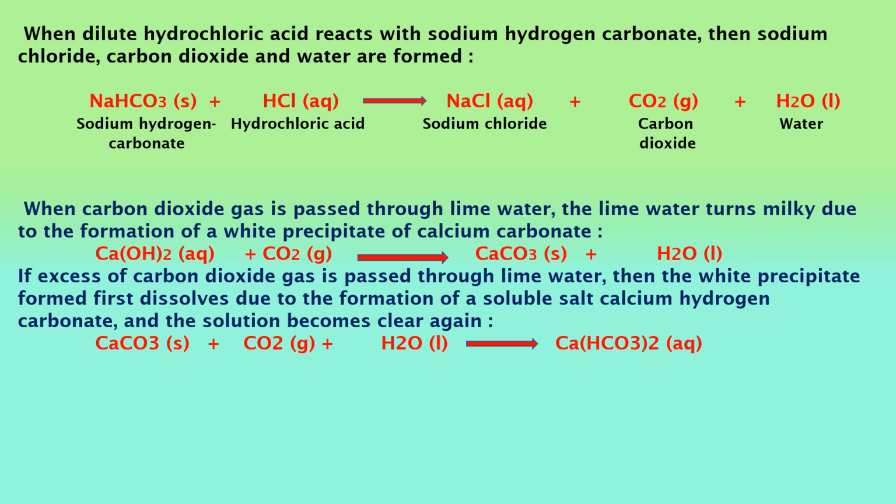When carbon dioxide gas is passed through lime water, the lime water turns milky due to the formation of a white precipitate of calcium carbonate. If excess of carbon dioxide gas is passed through lime water, then the white precipitate formed first dissolves due to the formation of a soluble salt calcium hydrogen carbonate, and the solution becomes clear again.